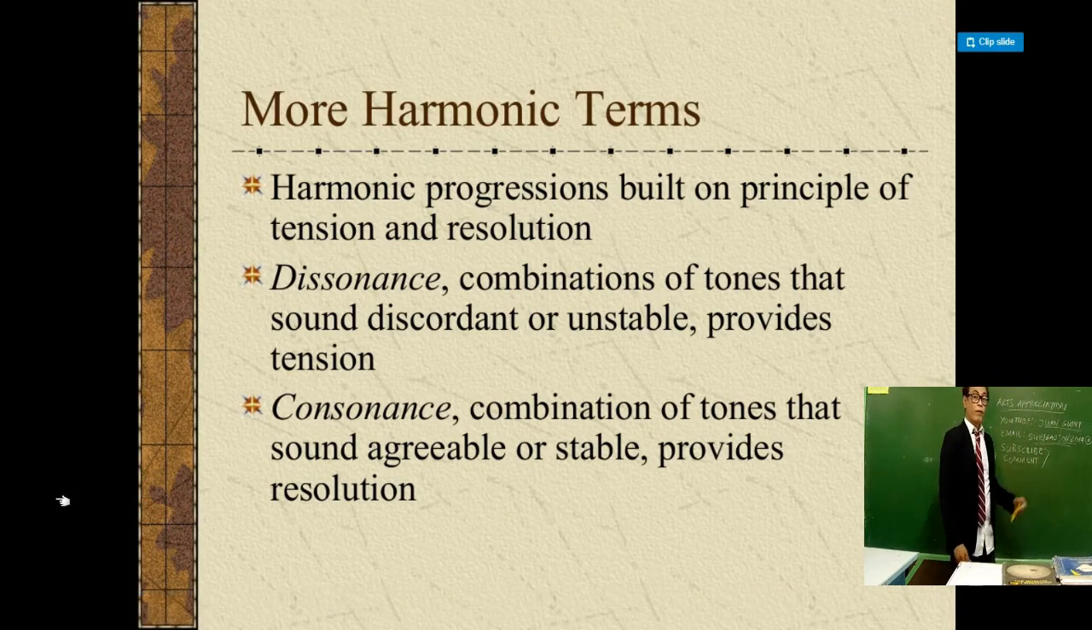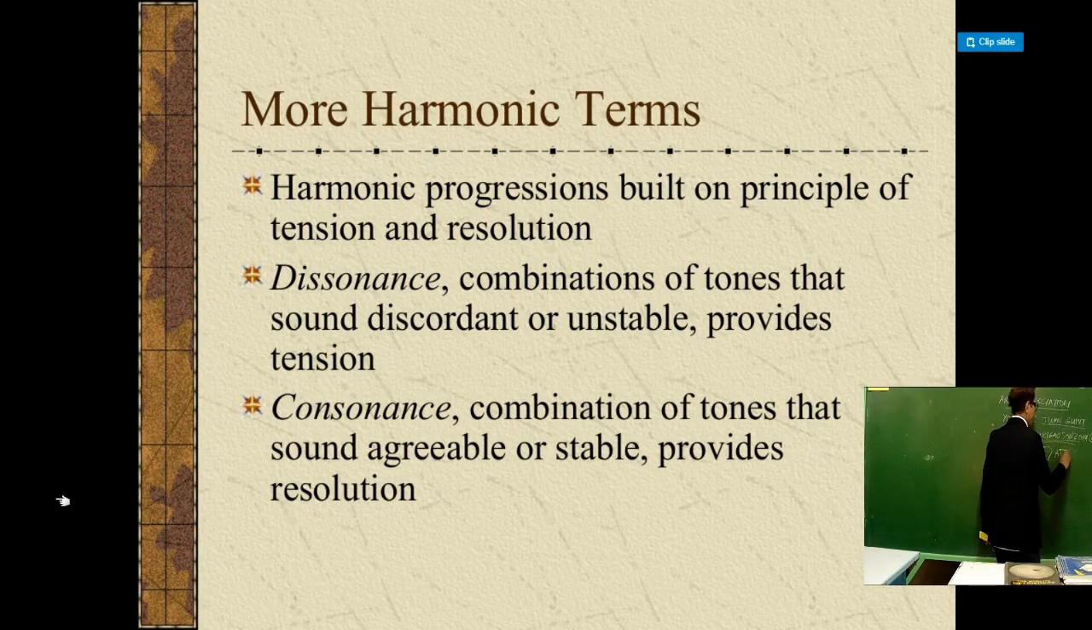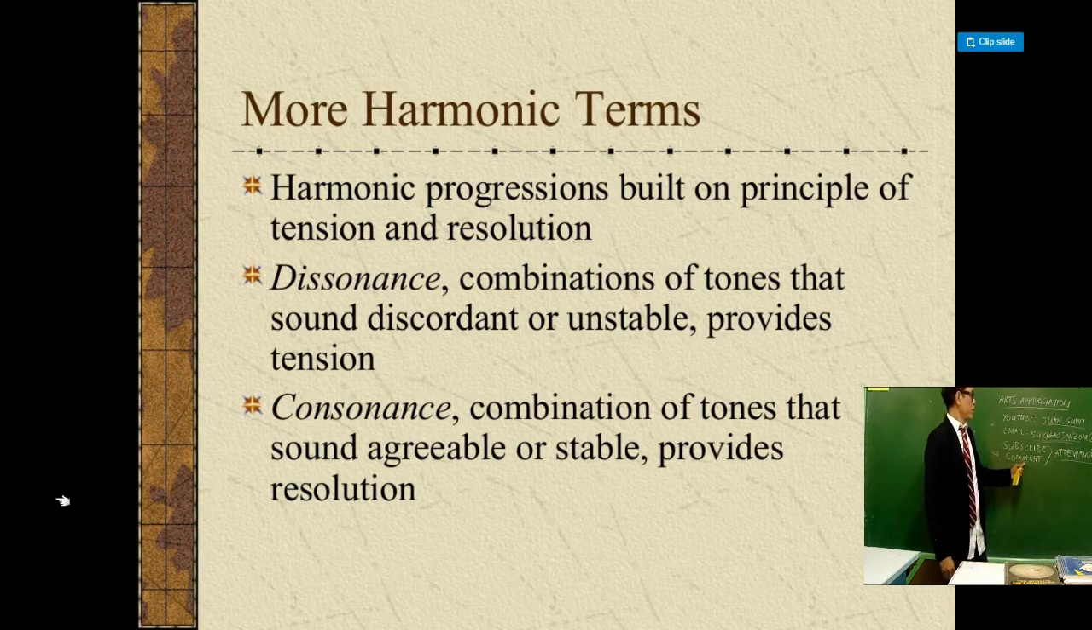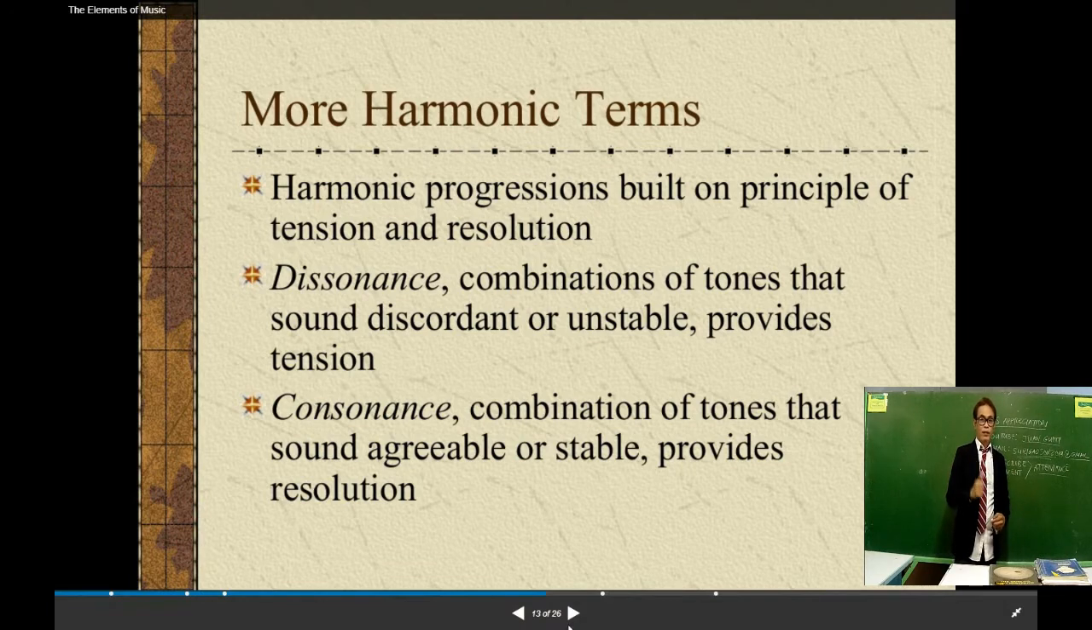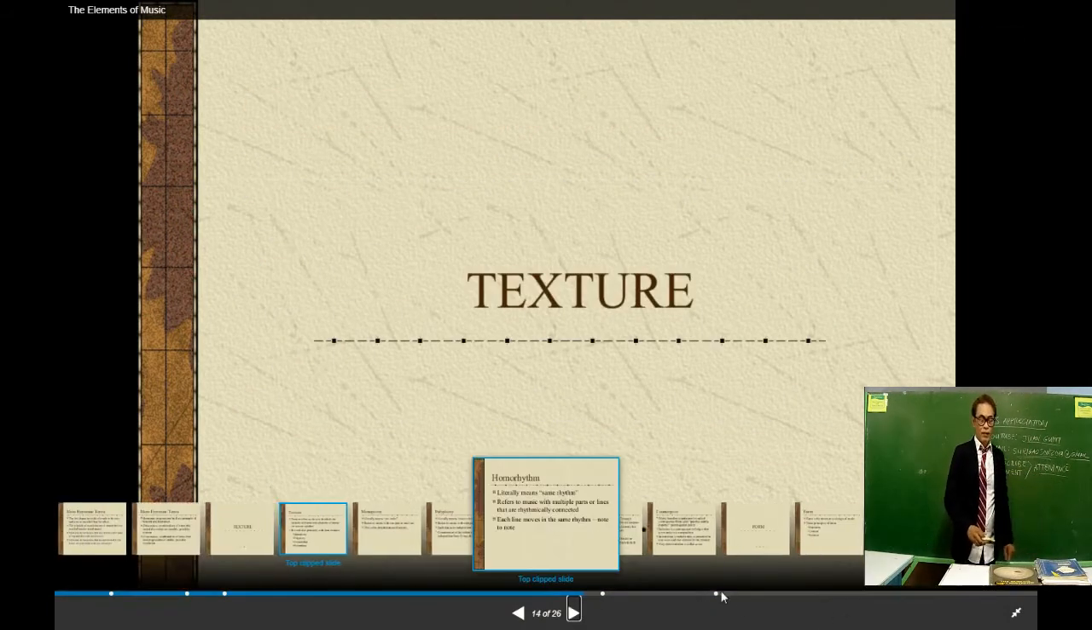More harmonic terms. Harmonic progression is built on the principle of tension and resolution. Dissonance is a combination of tones that sounds discordant or unstable, and provides tension. Consonance is a combination of tones that sounds agreeable or stable.